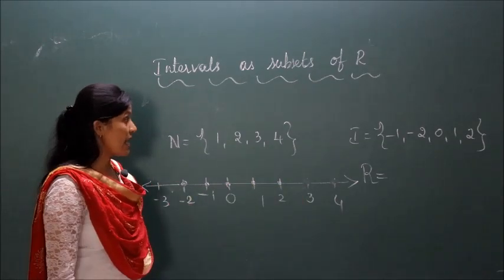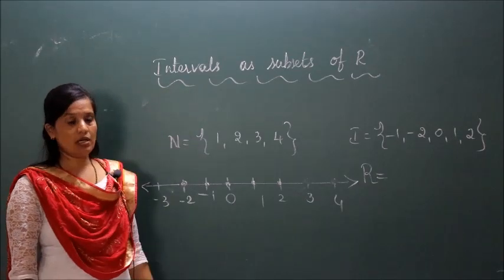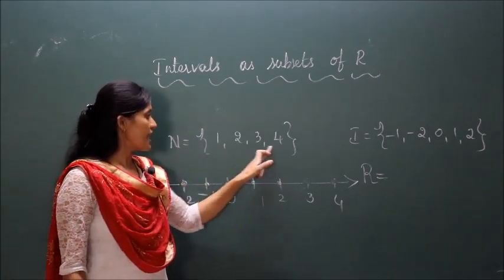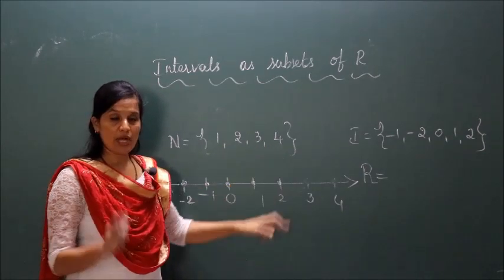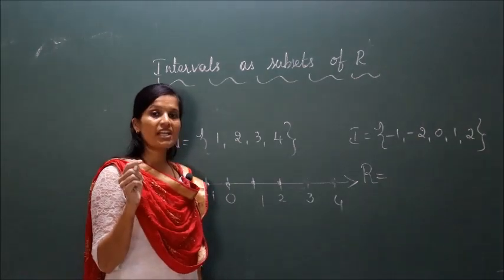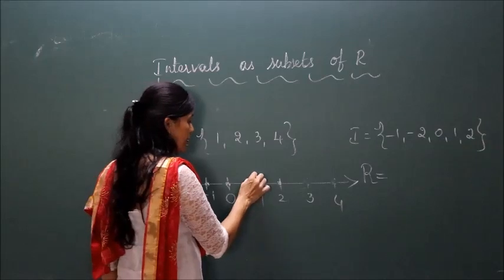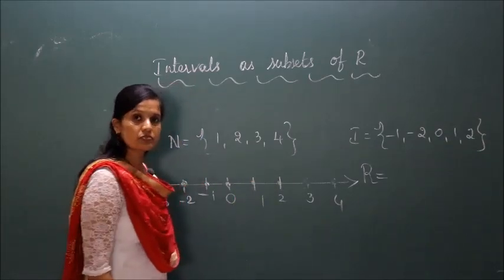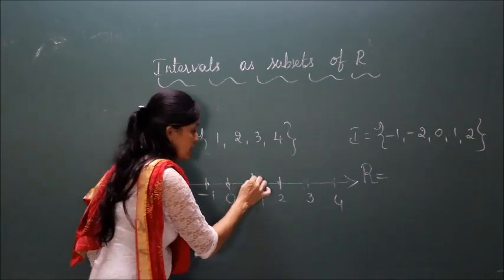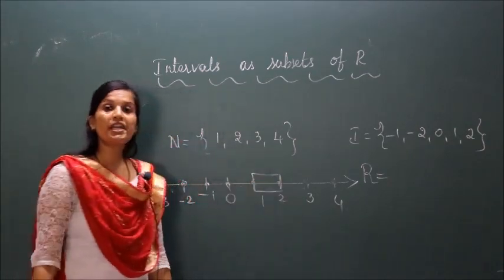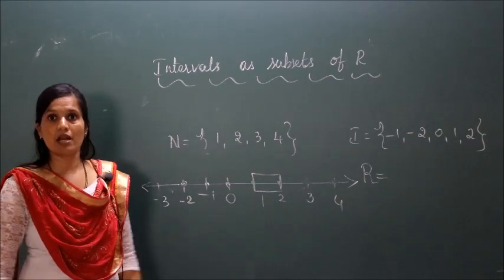Why? Because there you come across this interval. You cannot write it as a set, you have to write it as an interval. Why? Because you know that in the set of real numbers, for example, in between this 1 and 2, how many numbers do you find? Can you tell me? In between these two numbers, how many numbers are there? Real numbers. We call them real numbers.